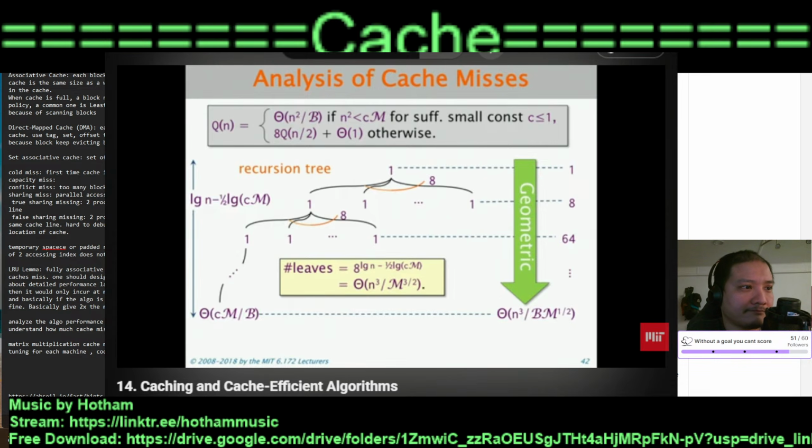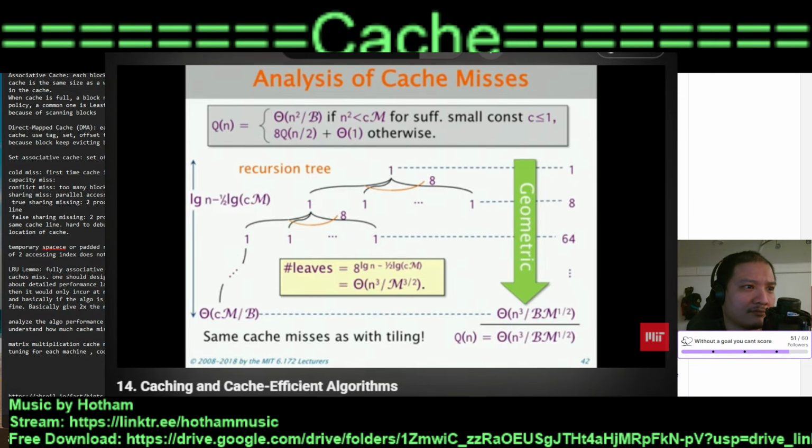And again, this is a geometric series. And the number of cache misses at the leaves dominates all of the other levels. So the total number of cache misses I have is going to be theta of n cubed over b times square root of m. And notice that I'm getting the same number of cache misses as I did with the tiling version of the code. But here, I don't actually have to tune my code for the particular cache size.